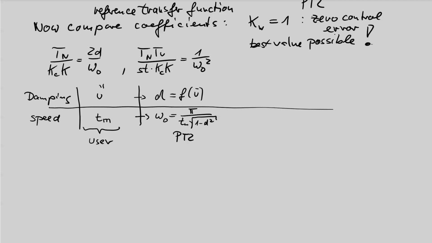So if the user has selected a Tm value, with this equation we can calculate the omega naught, the PT2 parameter omega naught, and now this can be converted into a step depth and a Kc value, so that you can realize the PID T1 controller.